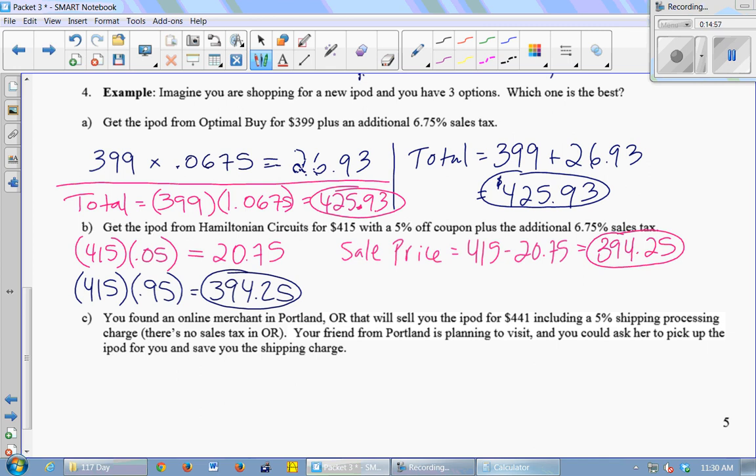Yes, and we got to add the tax. Yeah, we haven't factored in the tax yet. So I have to take that 394.25 and increase it by 6.75%. So my total is going to be 394.25 and increase it by 6.75%. So what should I multiply by?